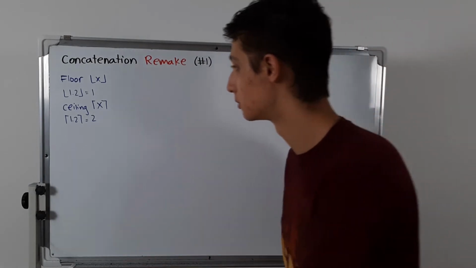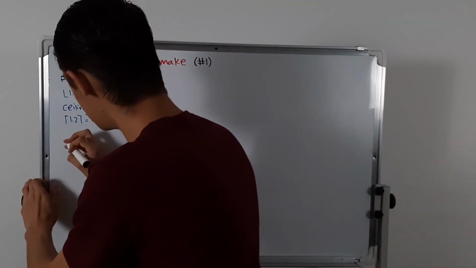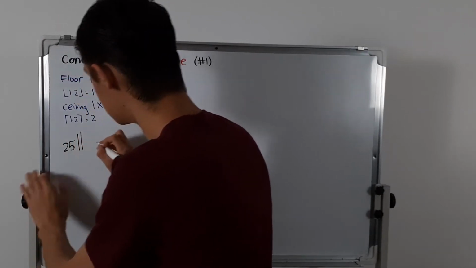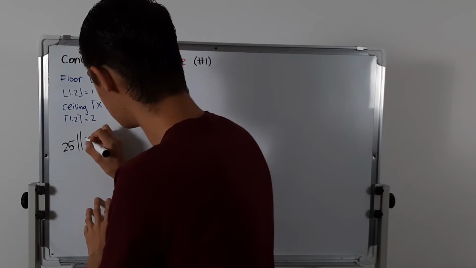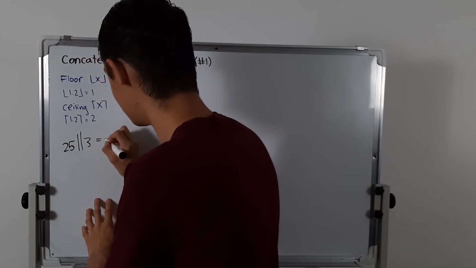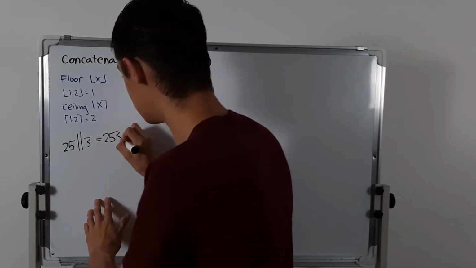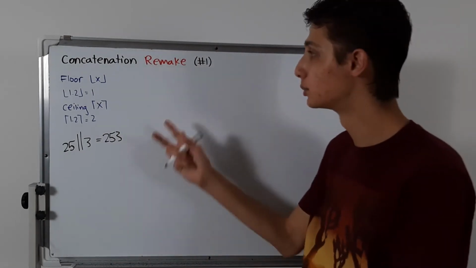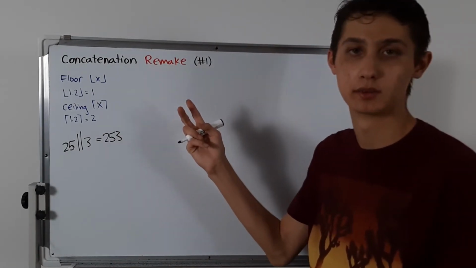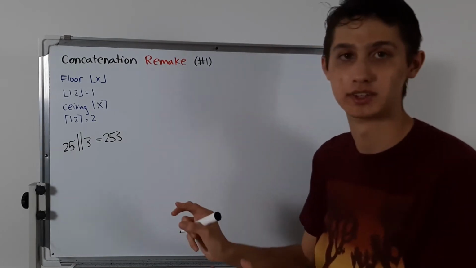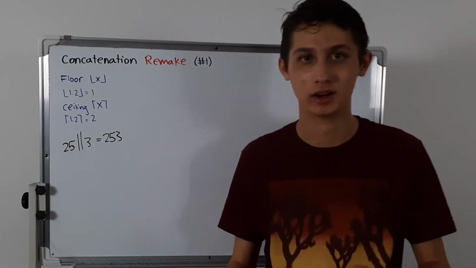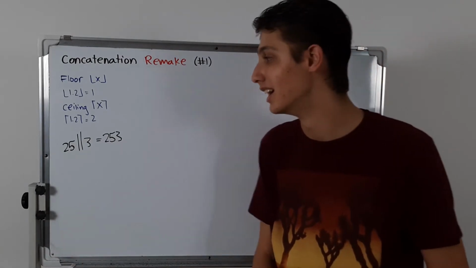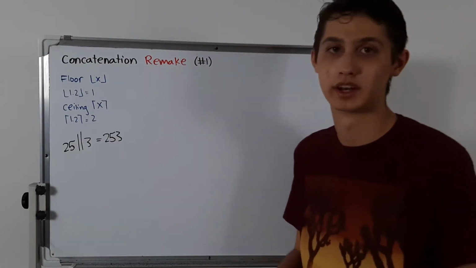Concatenation is pretty much if you take a number, let's say 25, and concatenate it, we use this notation, with 3, this is equal to 253. You just basically put those two numbers together. It's super useful in computer science, where you're putting two strings of text together, like hello concatenated with world would be hello world, and just useful in other areas.